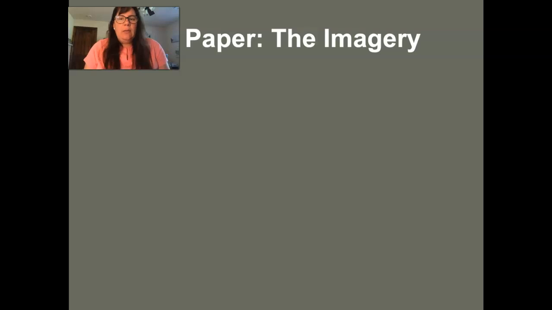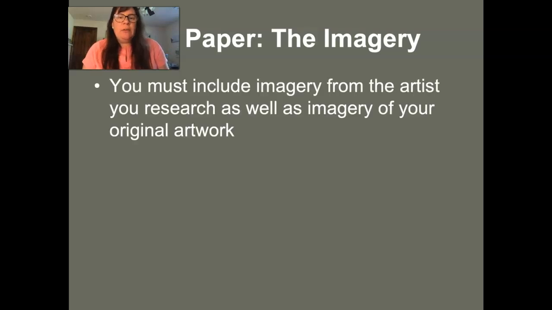Okay, so the paper, the imagery. You must include imagery from the artist you research as well as imagery of your original artwork. Because this is an art research paper, you're going to be talking about artwork. Anything that you mention in terms of an artwork, you need to provide an image for. So again, let's go back to my Van Gogh example. If I'm talking about his impasto technique and I want to bring up Starry Night, for example, I would include that.